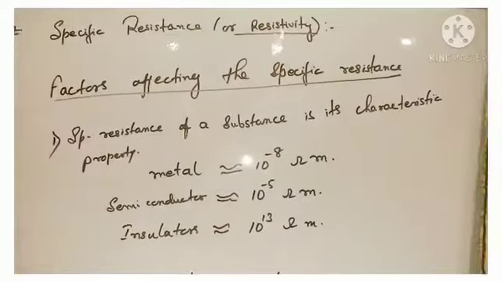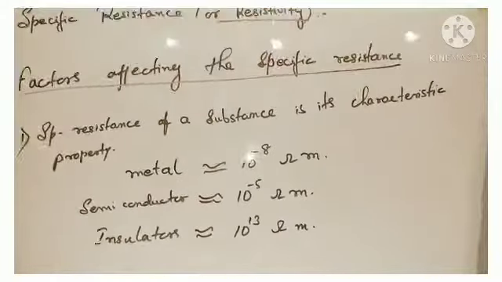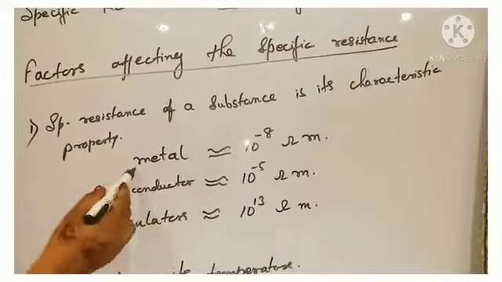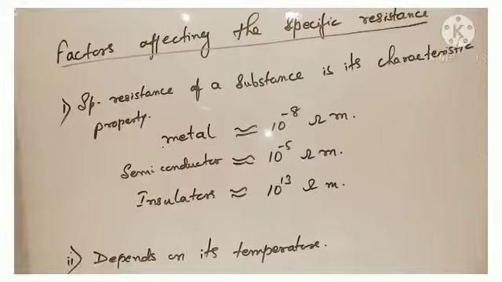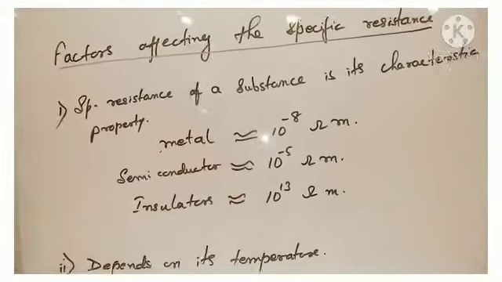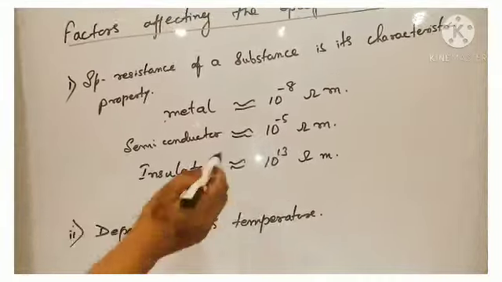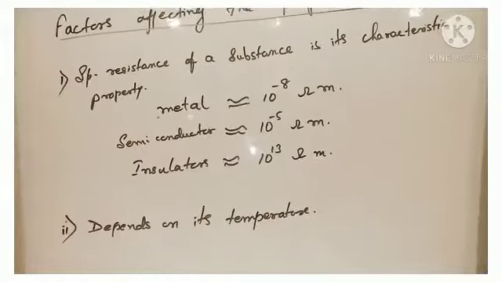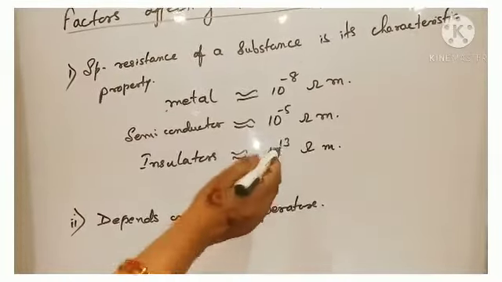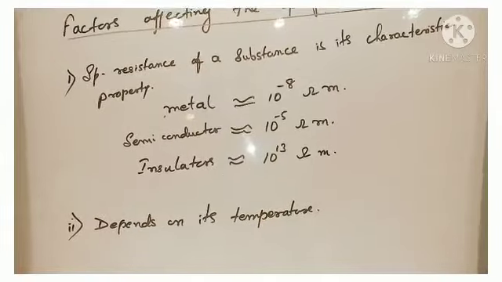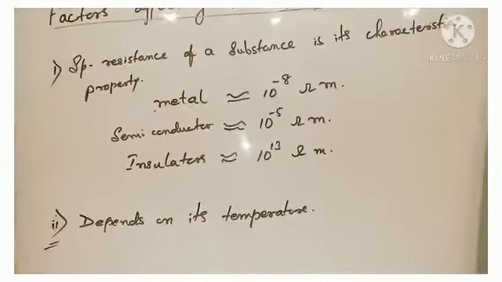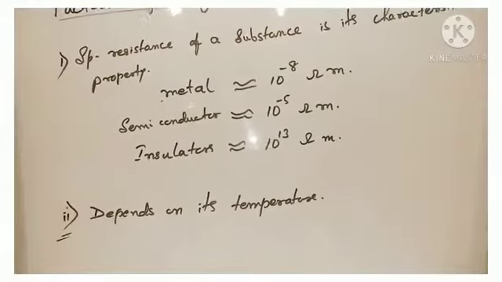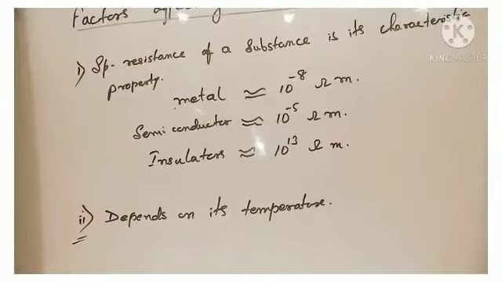The specific resistance of a substance is its characteristic property. It is different for different substances. It is very low for metals, almost equivalent to 10 to the power minus 8 ohm meter. Low for semiconductors, almost equivalent to 10 to the power minus 5 ohm meter, but very high for insulators, that is 10 to the power minus 13 ohm meter. Now this specific resistance also depends on temperature, that is it increases with the increase in temperature for metals, but it decreases with the increase in temperature for semiconductors.